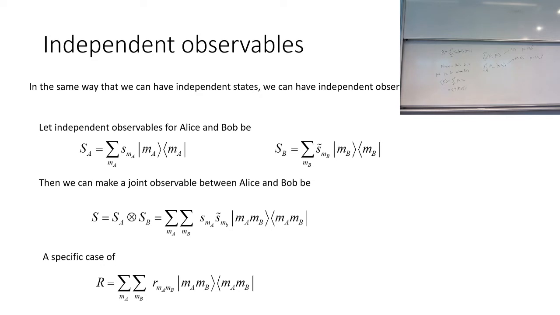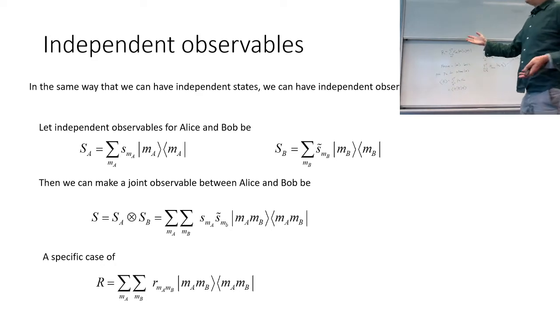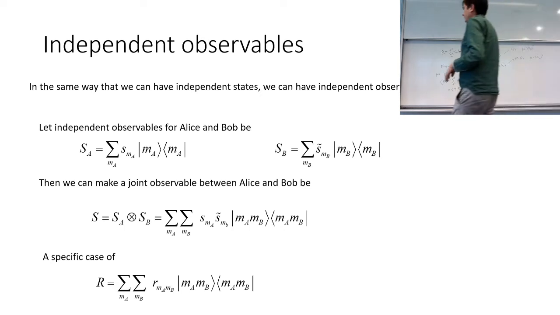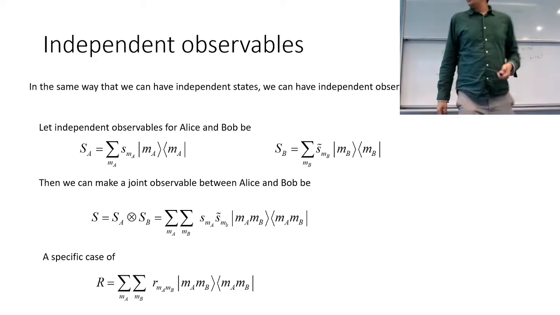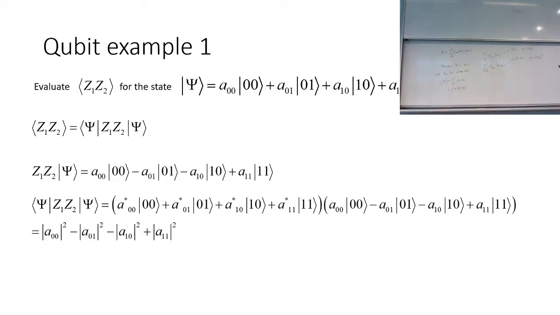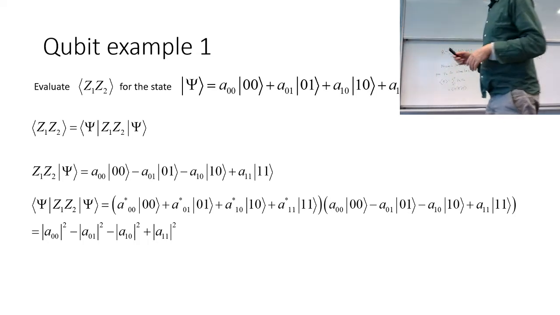So all I'm basically saying here is that in general, for independent observables, where Alice and Bob each have observables separately, then this has a particular form. It might look a little bit abstract, so let's do a couple of examples. This is basically how I work it out.